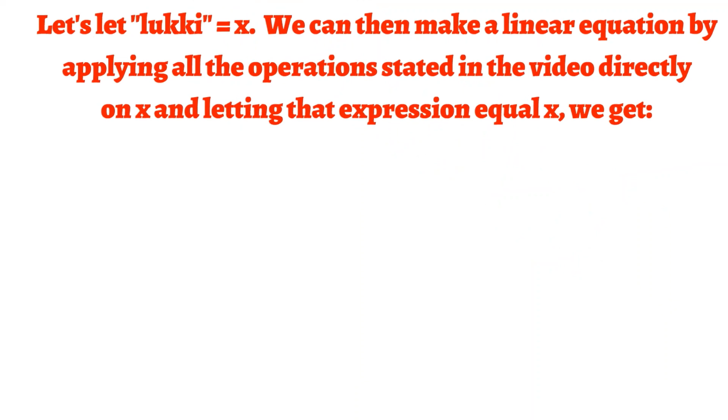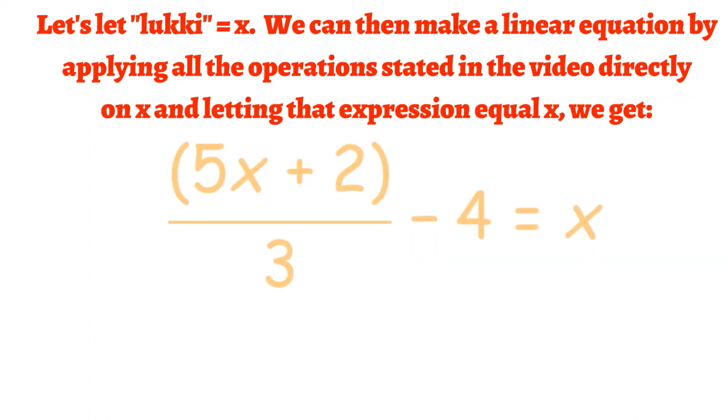Let's let Lukey equal x. We can then make a linear equation by applying all the operations stated in the video directly on x and letting that expression equal x. We get (5x plus 2) divided by 3 minus 4, which is equal to x. Solving this equation, which we can do by multiplying both sides by 3, adding 4, subtracting 2, dividing by 5, and steps like that, we would get an answer of Lukey, which is equal to x, would equal the number 5.